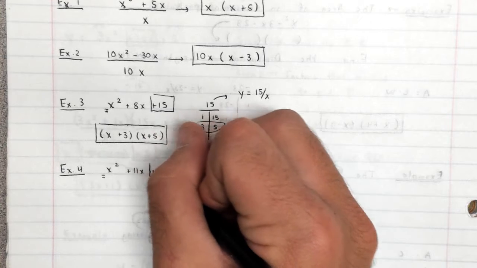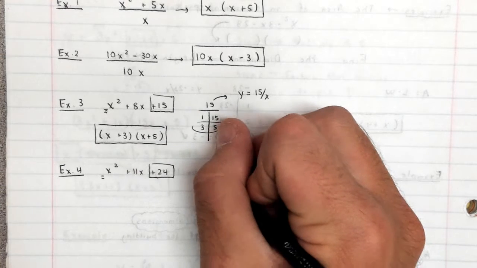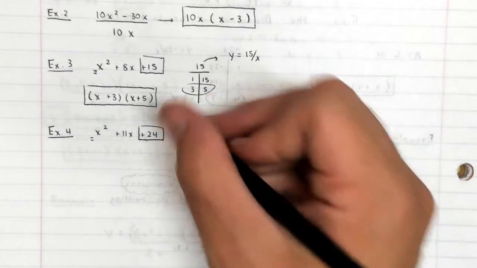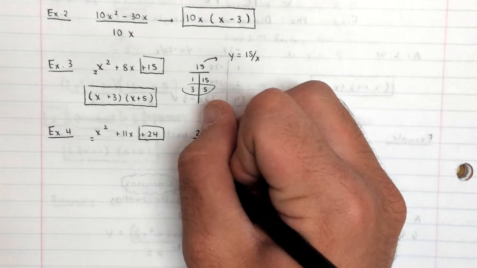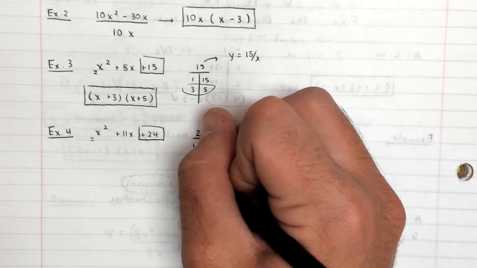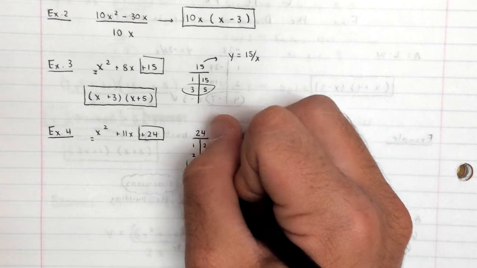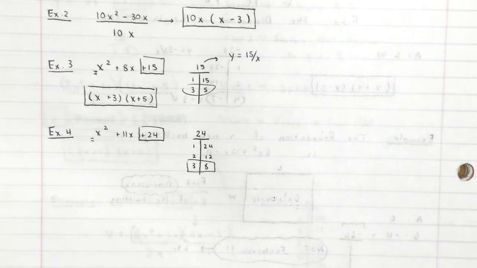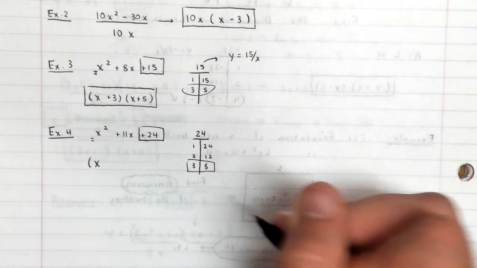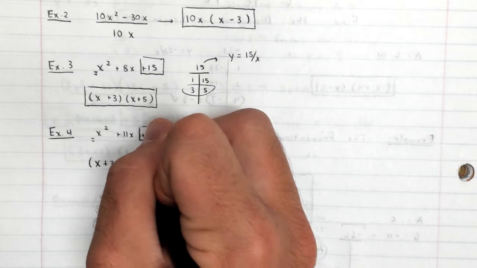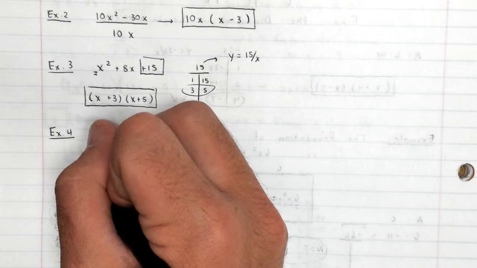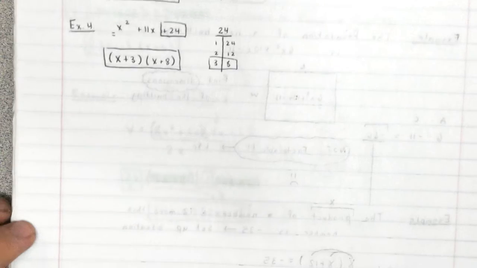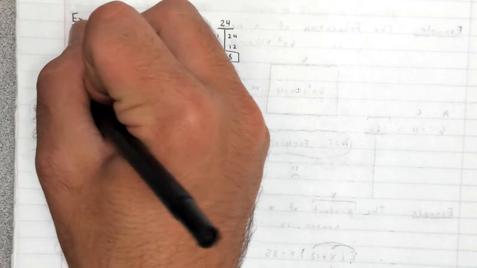So I'm going to take the c, figure out what things multiply to give 24, yet add to equal 11. So I have 1 and 24, 2 and 12, 3 and 8. I'm going to stop there because those are my factors. So I can factor it very quickly. X plus 3 and x plus 8. Alright, we're cooking. Let's get into a little bit more negative. Example 5.